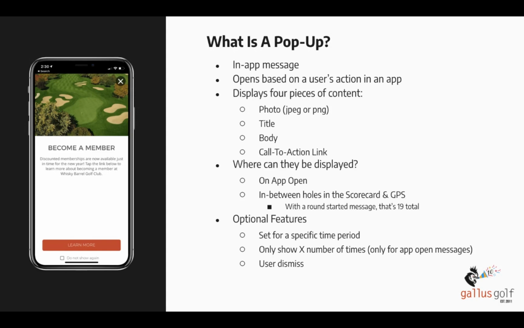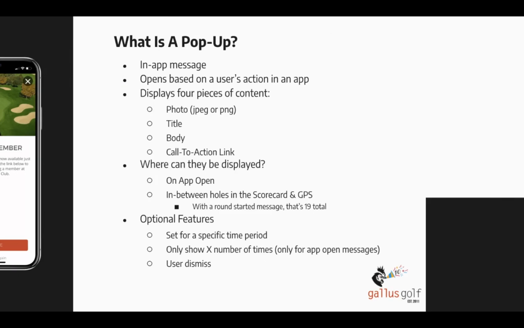Last thing you could do is you could put a user dismiss. So you'll see in that example on the left, at the very bottom where it says do not show again, that's where the user can hit that checkbox, and we're not going to show that message to them anymore. So that works very well if you're trying to announce maybe an event that's coming up, or something that they only need to see once. They don't necessarily need to see it every single time, or even every 5 times that they open the app. You just want them to be able to see it and then dismiss it.